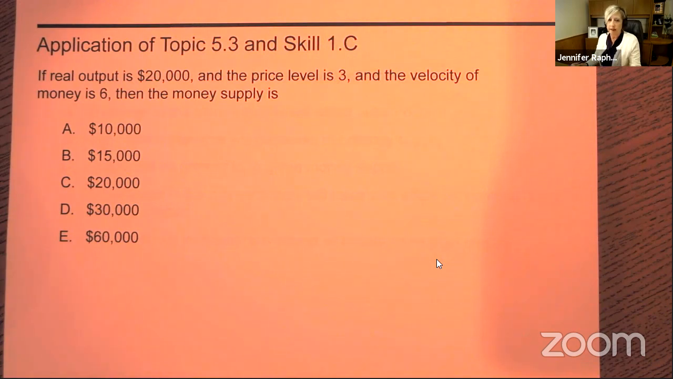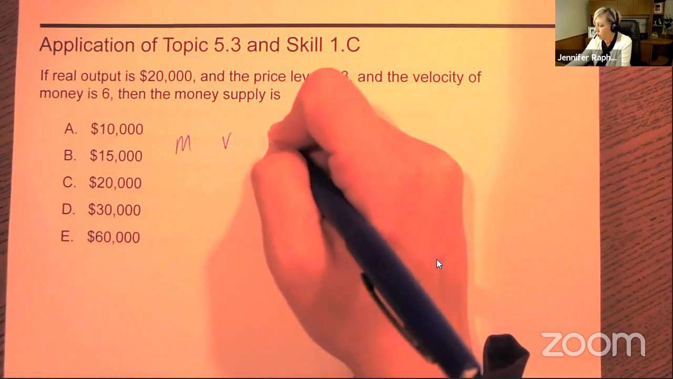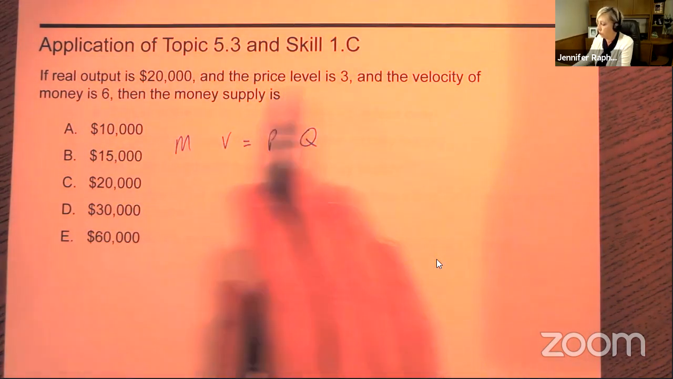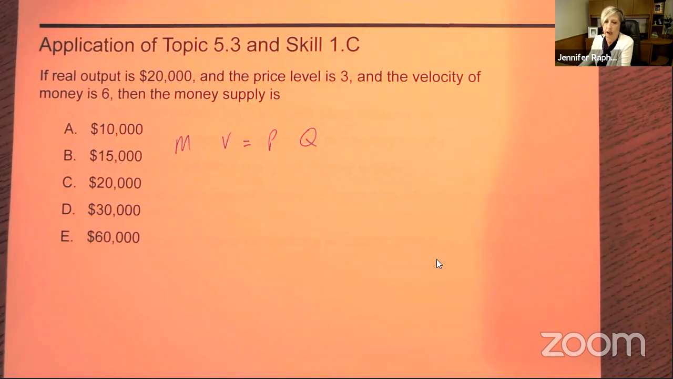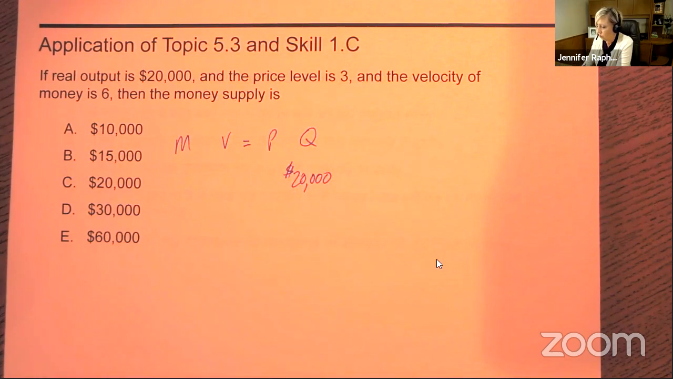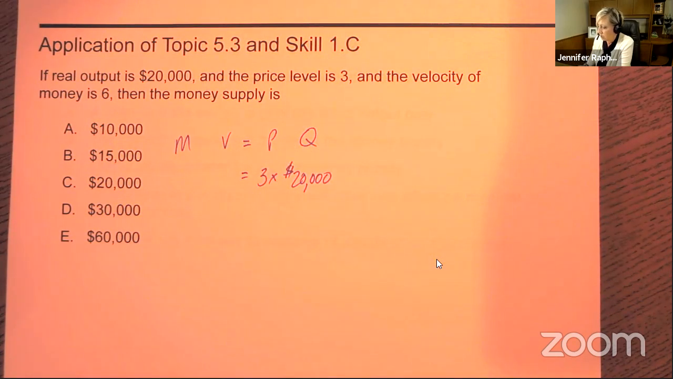Okay, it's not identical to the one before, but it draws on the same concept and requires an application of the same skill. We use our formula, we're given 3 of the 4 variables, and we have to solve for the 4th. So in this case, real output is 20,000. Well, that's Q, right? Real output is Q, and the price level is 3, and the velocity of money is 6. Then we're solving for the money supply.